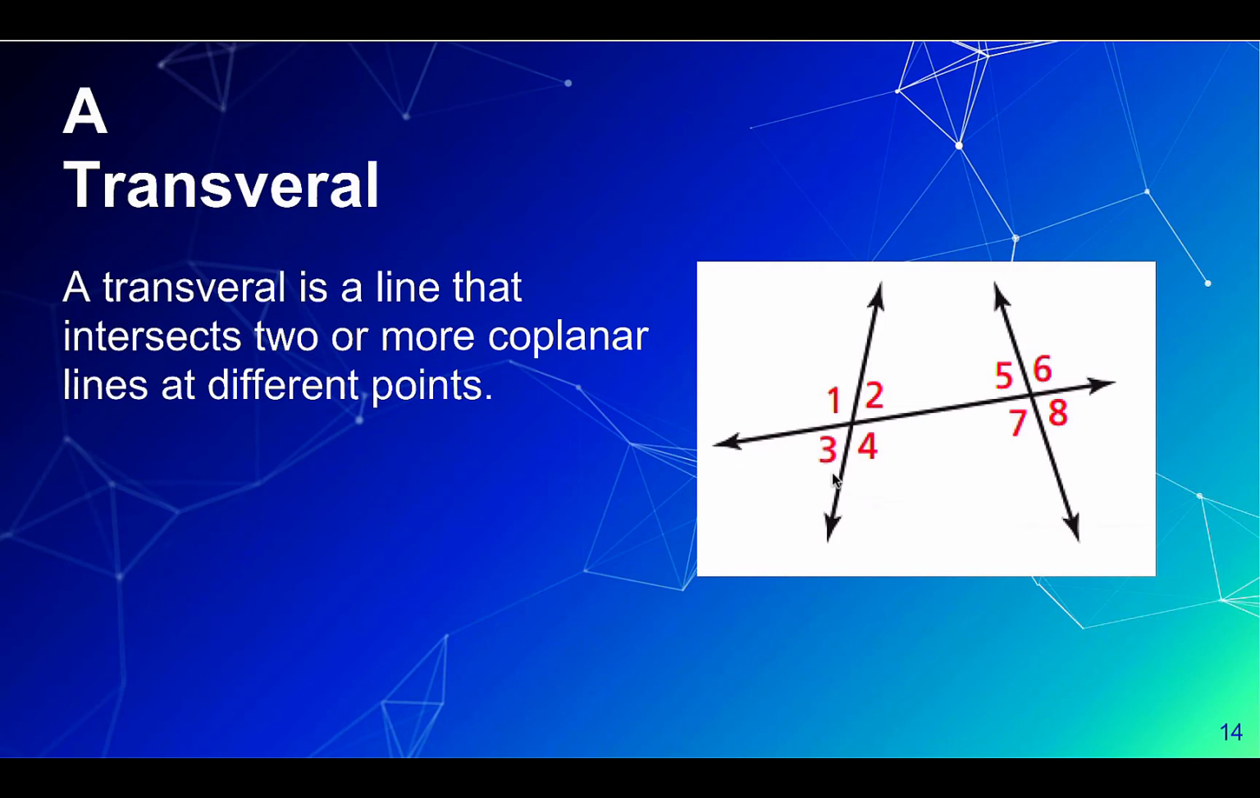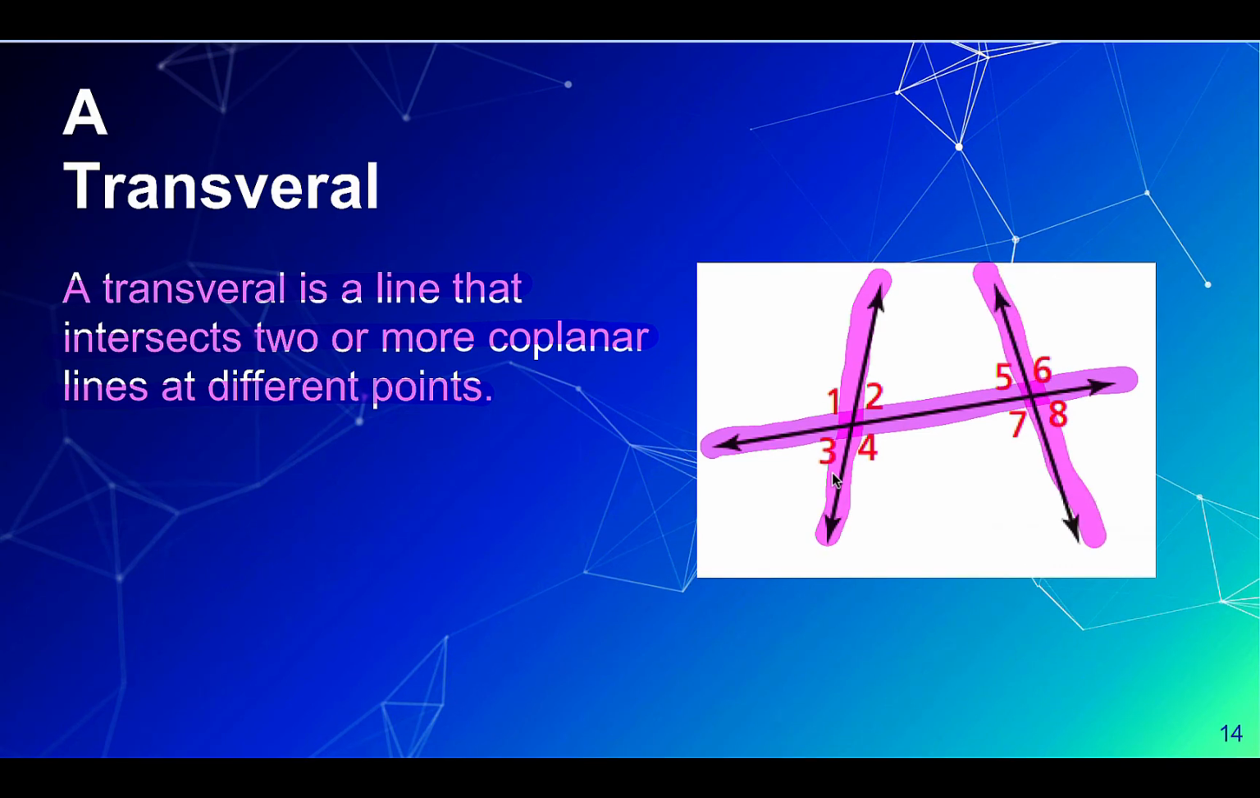A new definition, we have transversal. A transversal is a line that intersects two or more coplanar lines at different points. I should probably have used different colors. Those are too similar. So a transversal, which is pink right here, is a line that intersects two or more coplanar lines in different points.